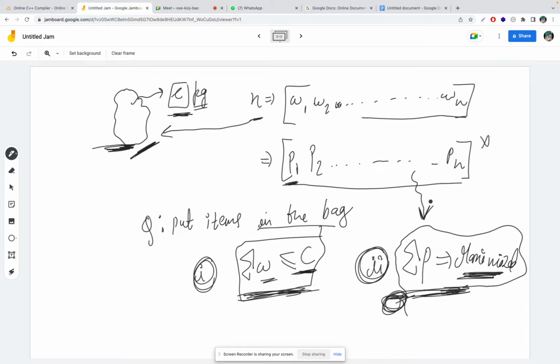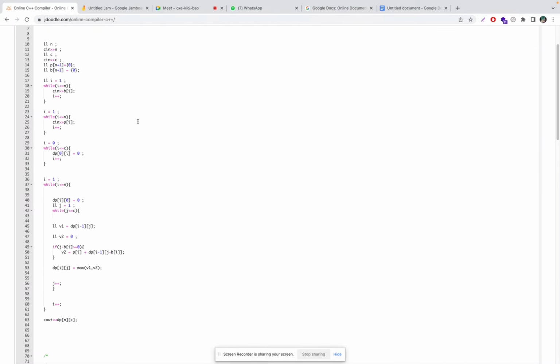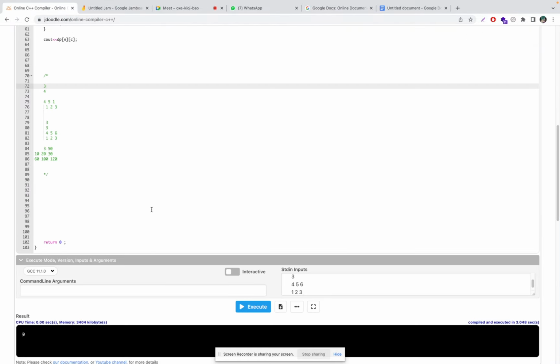So let's see how we can do these things. Let me take a good example. I think I have an example now. Example is okay. 50, 10, 20, 30, then 60, 100, 120.